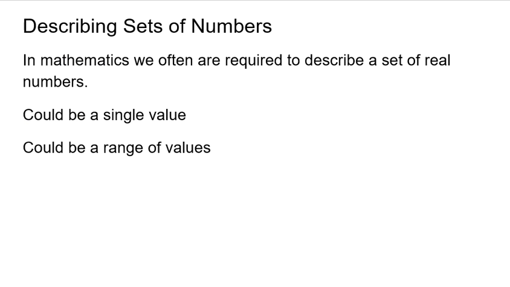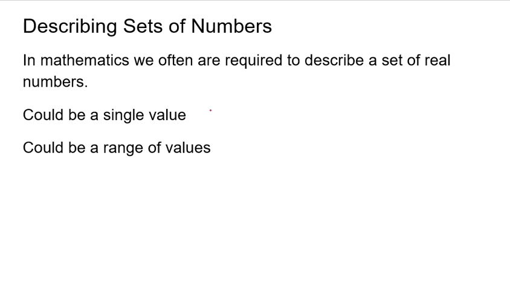So when we describe sets of numbers, we often have to describe certain sets of real numbers, all right? So for example, we could talk about all real numbers, that's pretty easy. We talk about integers. Hopefully you guys know what those are. Positive whole numbers, negative values, rational values, irrational, whatever, sets of different numbers. Could be a single value, right? We could be talking about a single value.